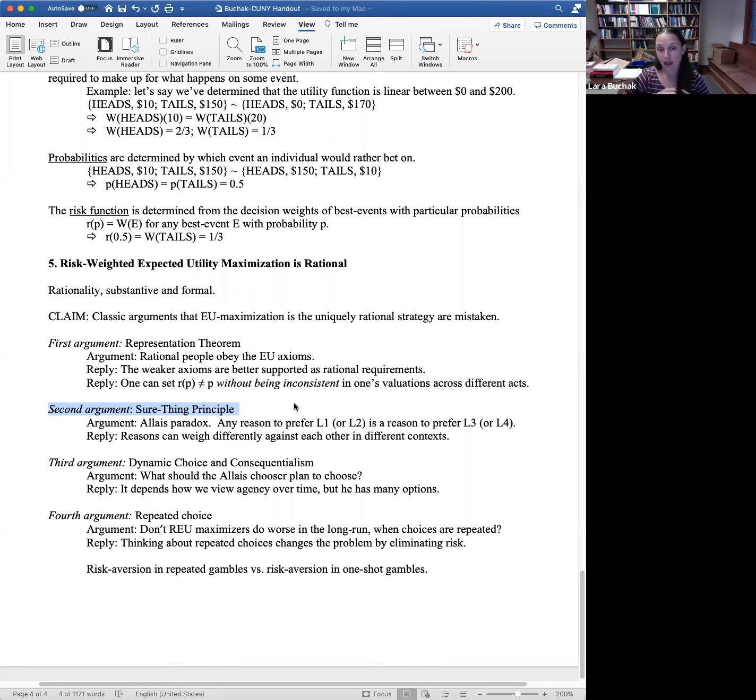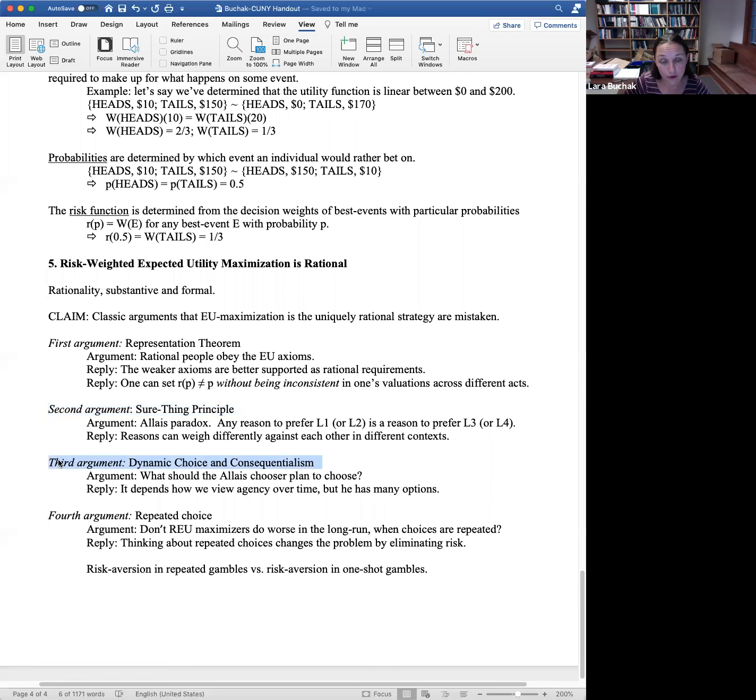Well, maybe you can ask more about this in Q&A. Basically, this principle appears to be kind of weak, but it's actually pretty strong. It says not only that you have to value things consistently, but that you have to weigh your reasons the same in different contexts. And you might think you don't have to do that. So anyway, I know that's a little sketchy, but I'm happy to talk about it more.